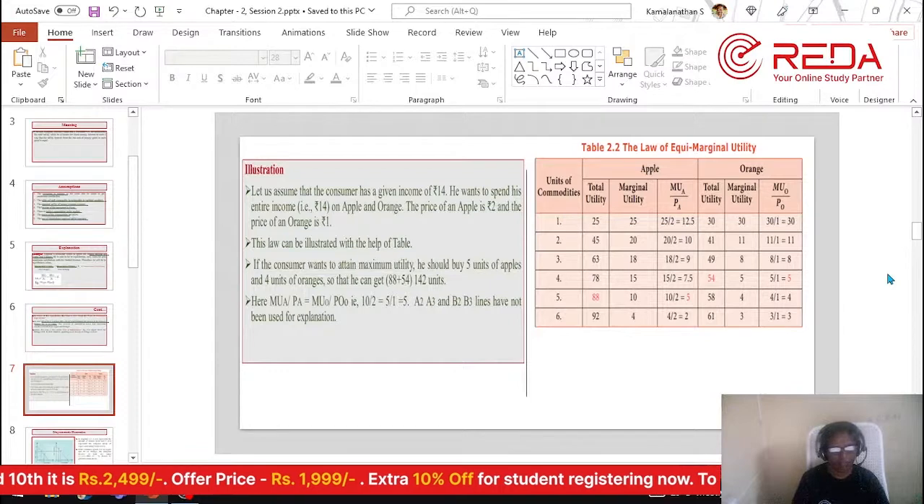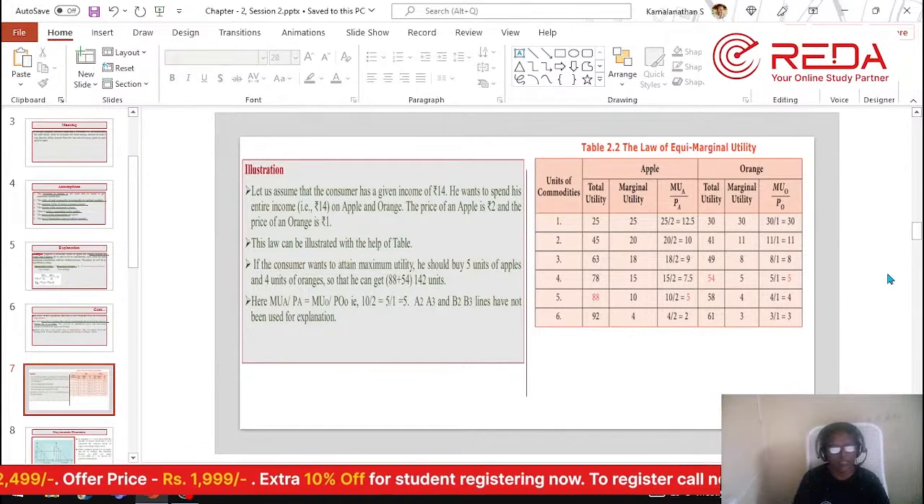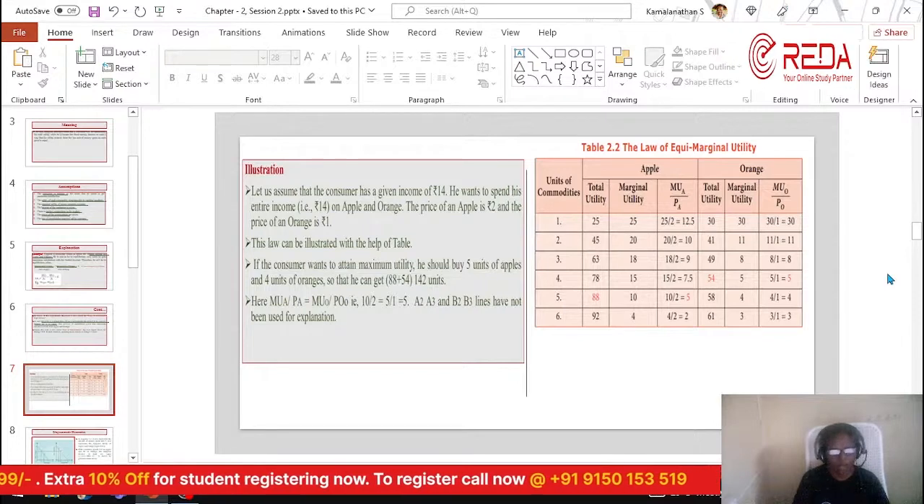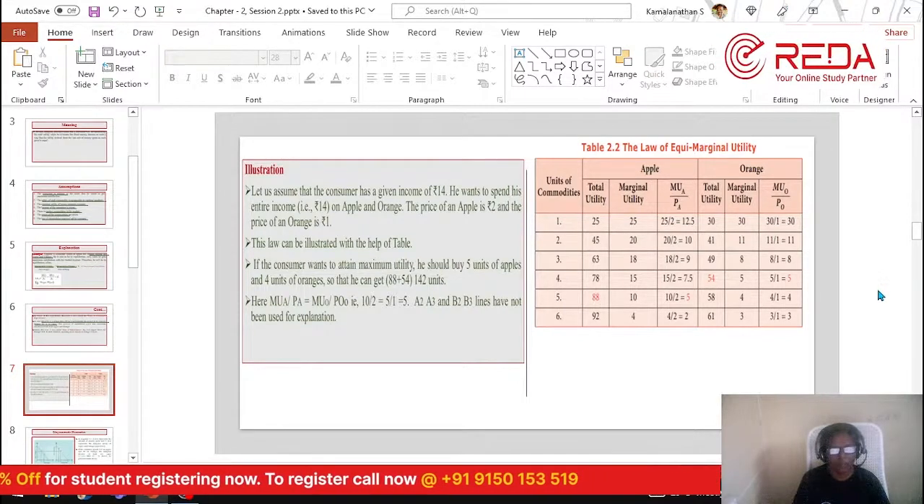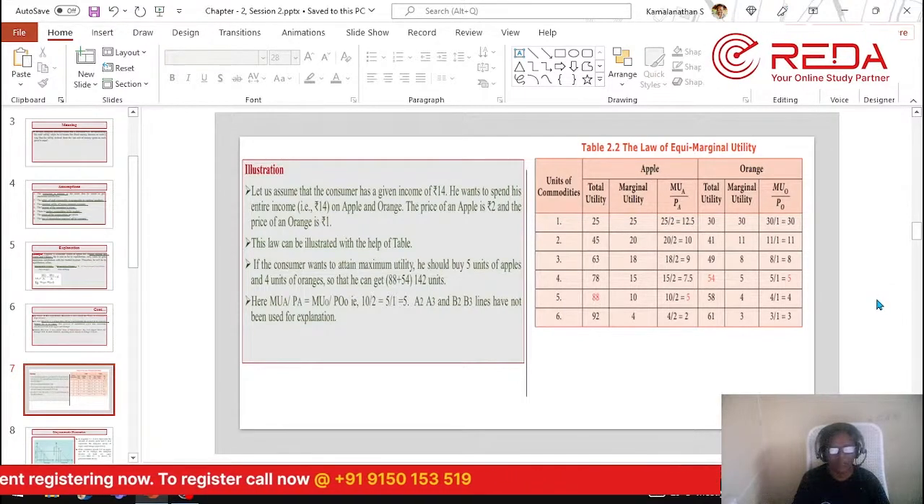Okay, it will be 4. As you know how to calculate the marginal utility, 58 minus 54 equal to 4. And the marginal utility of the commodity when the price is given as 1 will be 4 by 1 equal to 4.